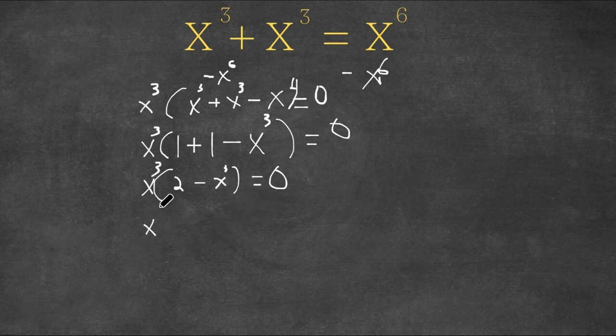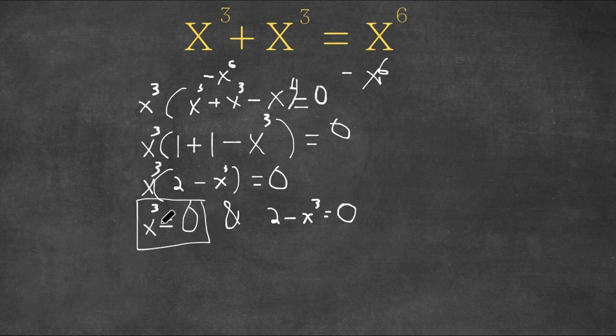All right, so now we could turn this into two equations. We could turn this into x to the power of 3 equals 0, and 2 minus x to the power of 3 equals 0. Now let's solve our first equation here. We have x to the power of 3 equals 0. Well, what to the power of 3 equals 0? 0 is the only number to the power of 3 that equals 0. So our first solution is x equals 0.